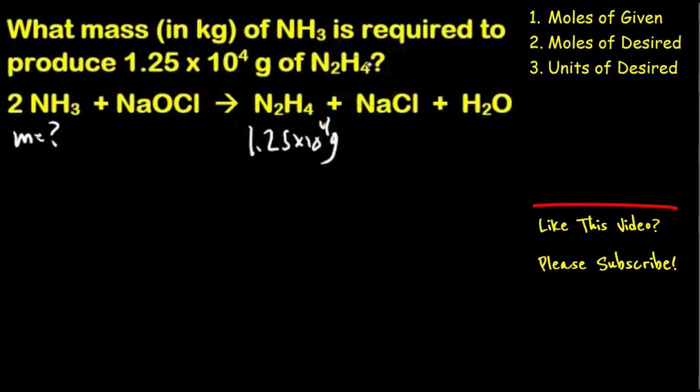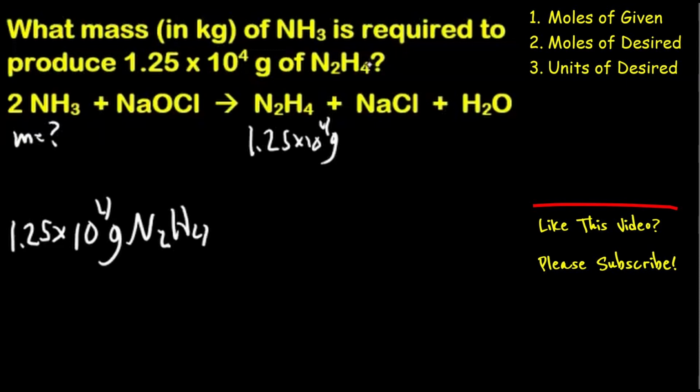So that's our step 1. So we're going to go for 1.25 times 10 to the 4 grams of N2H4. And you don't just want to put grams, all right? I know a lot of us do this, but you want to say what it's grams of. Super important. N2H4. It takes a couple extra seconds. It'll save you marks. So N2H4, and we want to convert to moles.